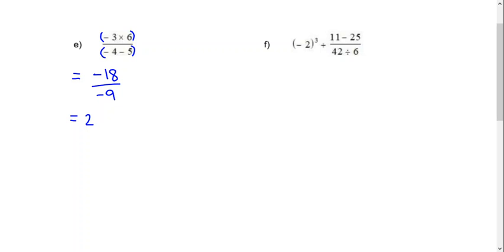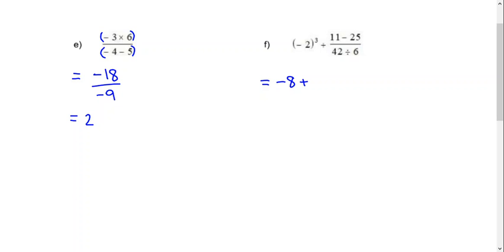And lastly, for part F, I'm going to do my exponent. So negative 2 to the power of 3. So this is the same as taking negative 2 and multiplying it by itself 3 times. You could use your calculator if you know how to use your exponent button, or you could use your mental math skills. Negative 2 times negative 2 is positive 4, and positive 4 times negative 2 is negative 8.